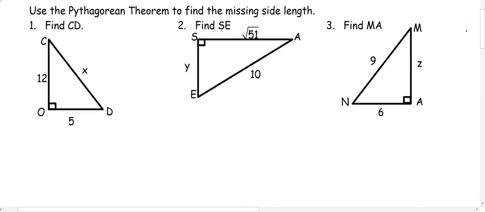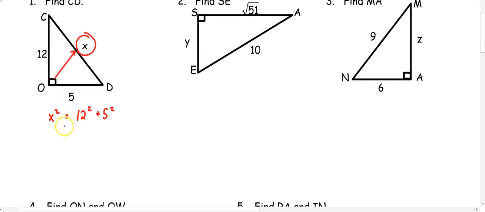So let's use the Pythagorean theorem to find the missing variable. Number one, we want to find CD, which is x. Well, x is across from the right angle, which means that x is the hypotenuse. So we would have x squared equals 12 squared plus 5 squared. Make sure that you're squaring the numbers first. So we get x squared equals 144 plus 25. When I add those together, I get x squared equals 169. So I'm going to take the square root of 169, which means that x is equal to 13.